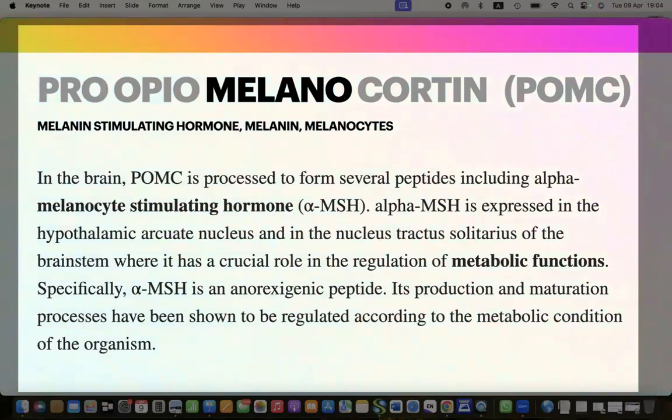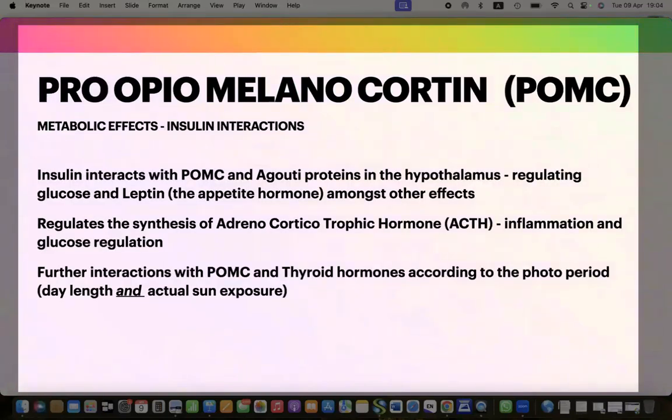So the second part of POMC is the melanocyte, and this is melanin stimulating hormone via the melanocytes, melanin itself. And the main role of these hormones is in the regulation of metabolic function. So we're thinking about the whole metabolism, the glucose metabolism, etc.